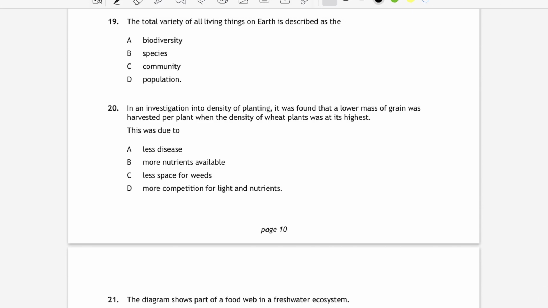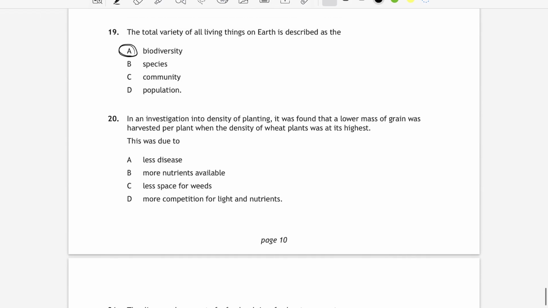Number 19. The total variety of all living things on Earth is described as the what? A, B, C, or D? Have a pause, have a think, and have a go. Okay, now you've paused, have a think, and had a go. It is biodiversity. I'm not really going to go through the other ones because they all mean different things, but biodiversity means biological, and diversity means variety, the different things that are going on in life. So biodiversity are basically two words mushed together.